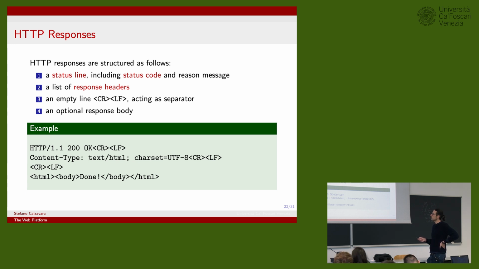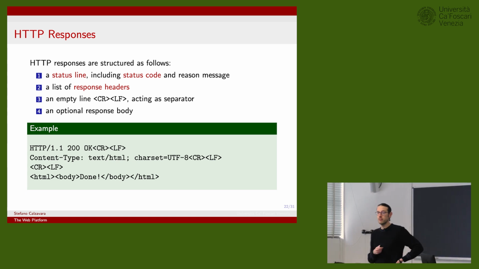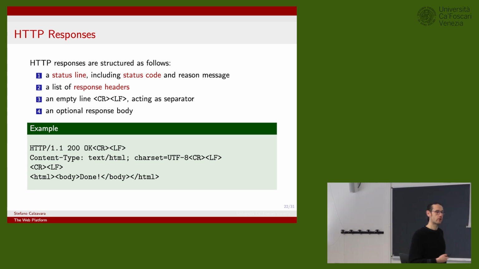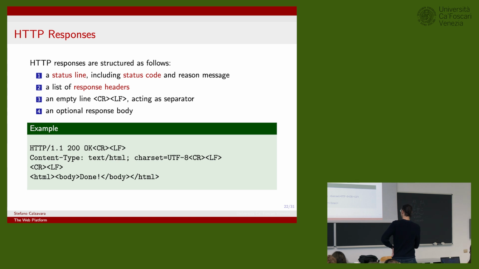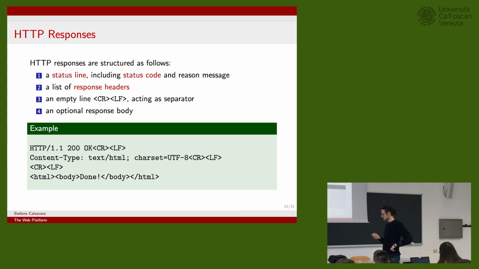So the status line is the special line at the beginning. After the line break, you start with response headers. Here, I provide just one header, but you can provide multiple headers using multiple line breaks. Here, we use the content type header to tell the browser that this is an HTML document. After all the headers, you put an empty line, which acts as a separator, and after that, you are free to go with the response body. So in this case, we have a tiny one-line HTML document, which just includes the string done.